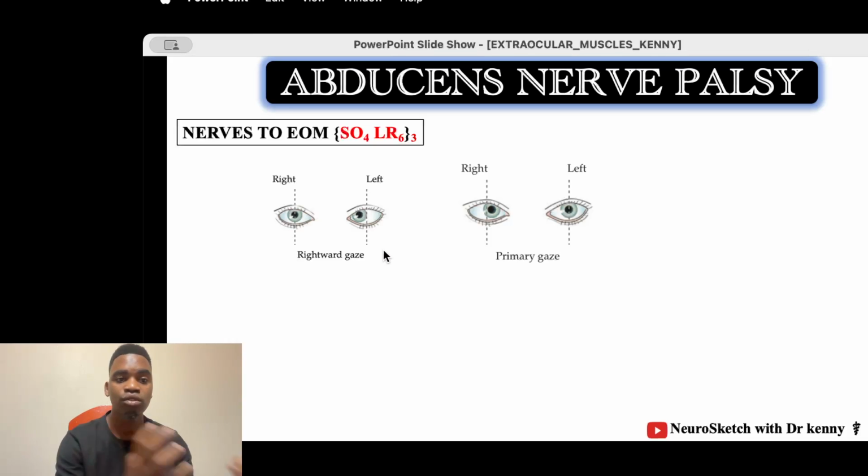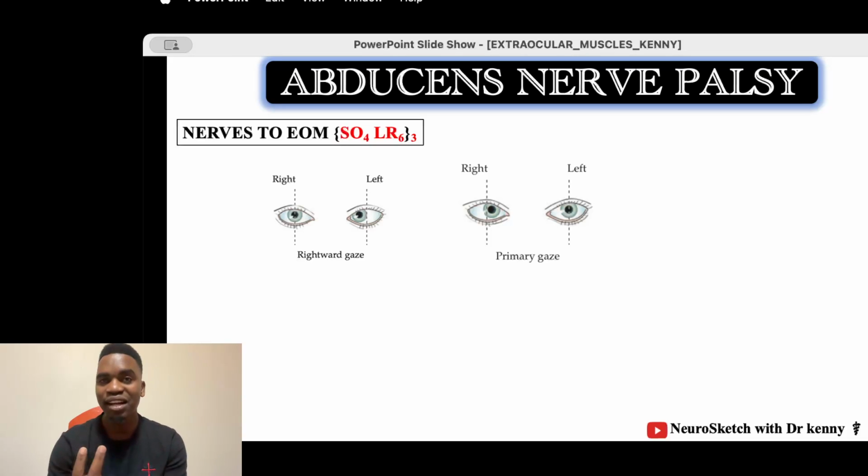When I tell this patient to look to the right side, the left eye has moved to the right side with no trouble. But the right eye has made only a bit of movement. Why do you have this little movement of abduction when we know that the abducens nerve is gone? I will tell you that.